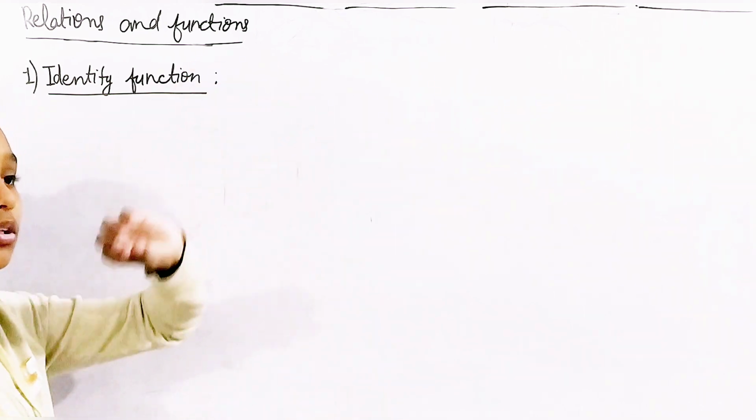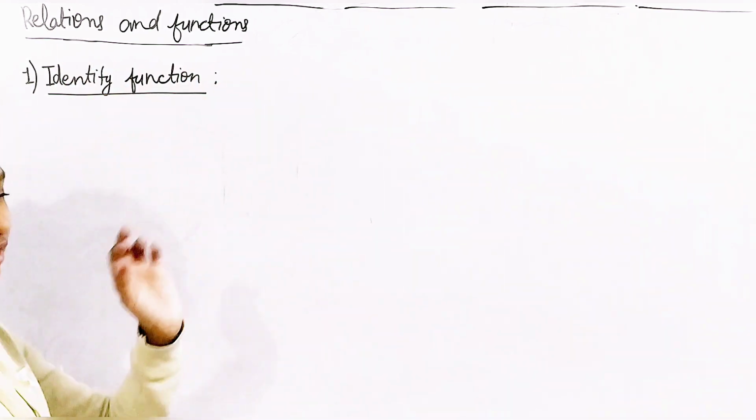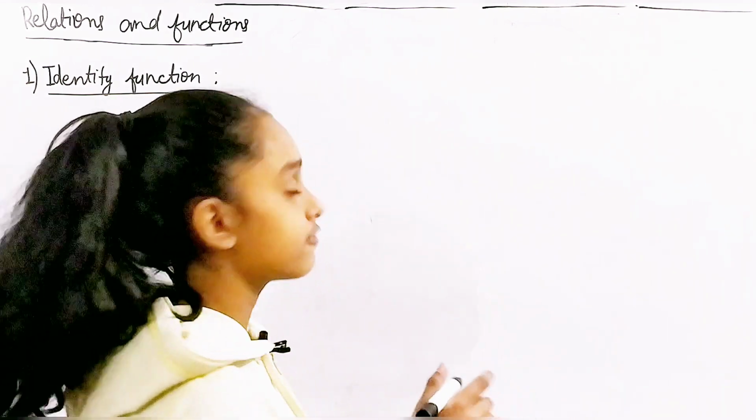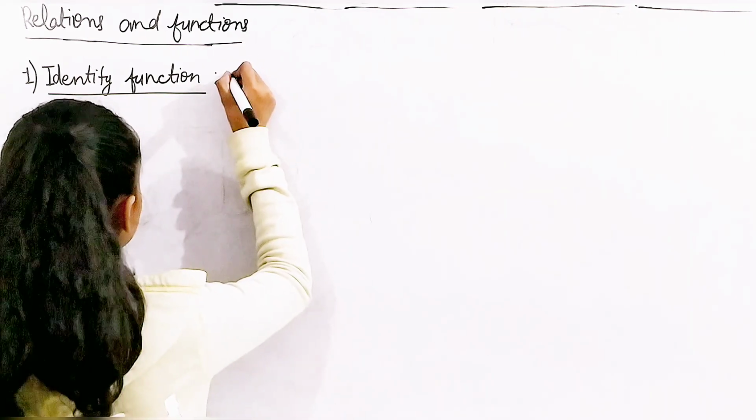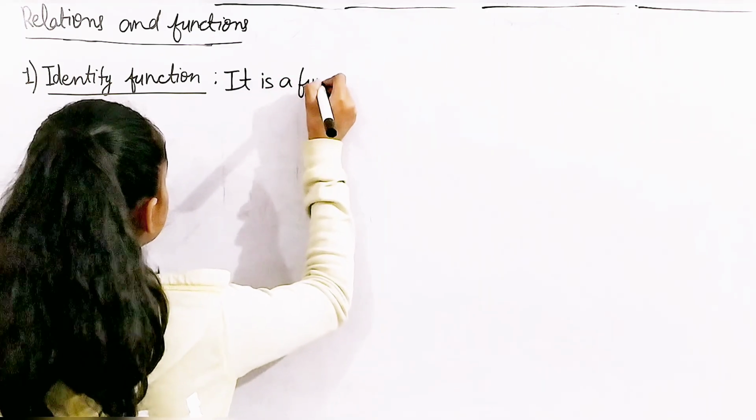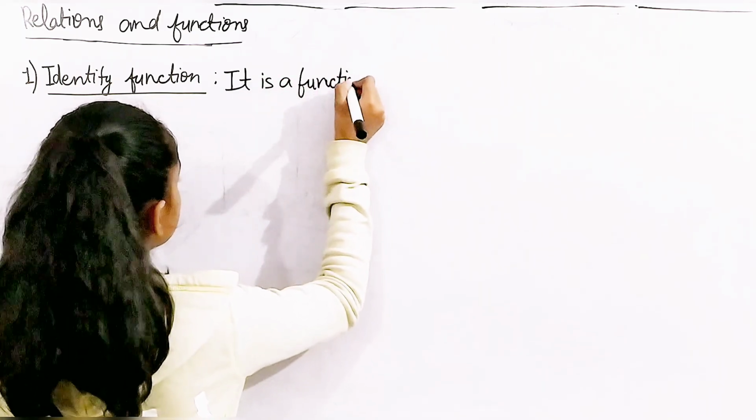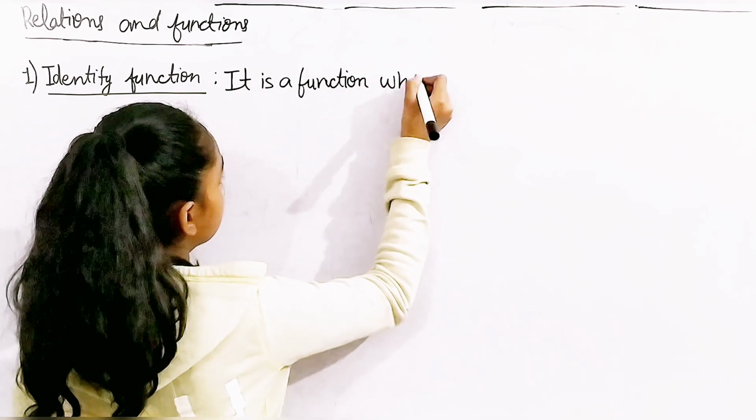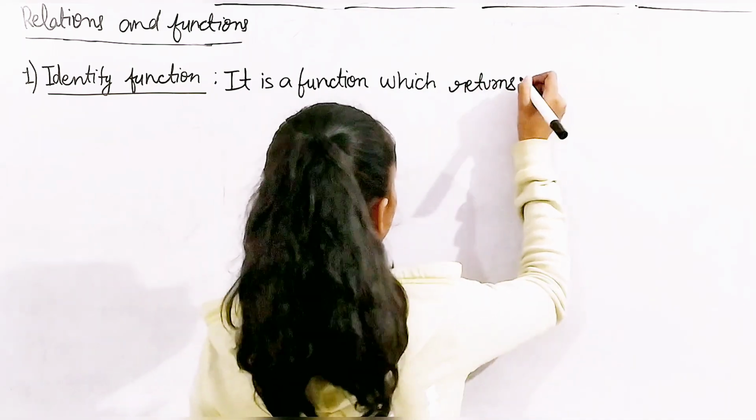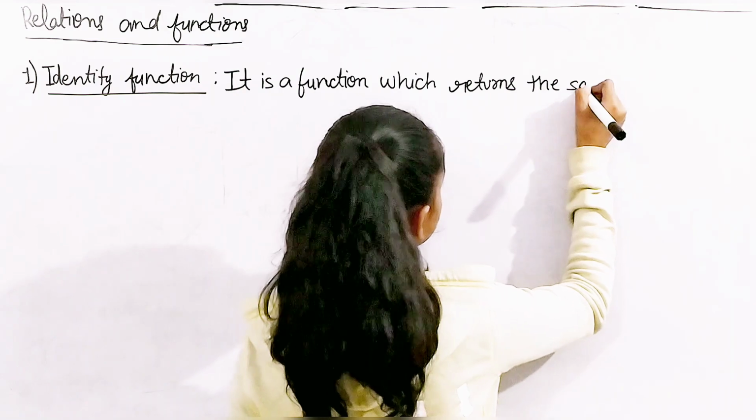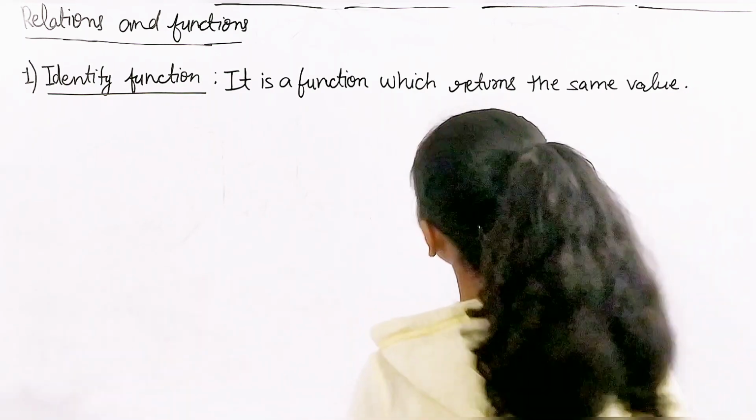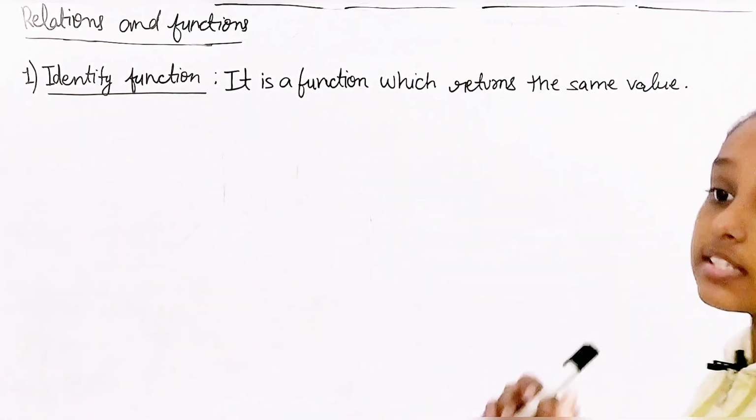So let me just write the small statement. It's of course a definition. Then we'll discuss more about it, and then we'll look at its graph. So it is a function which returns the same value.